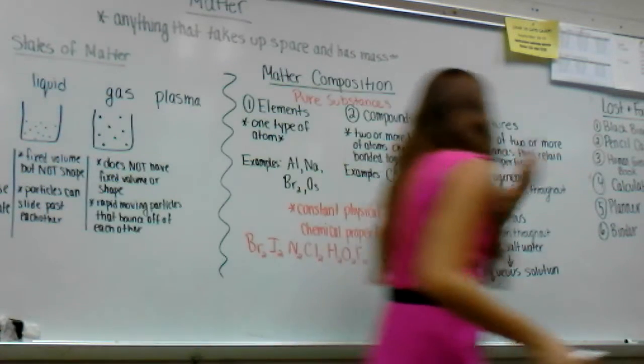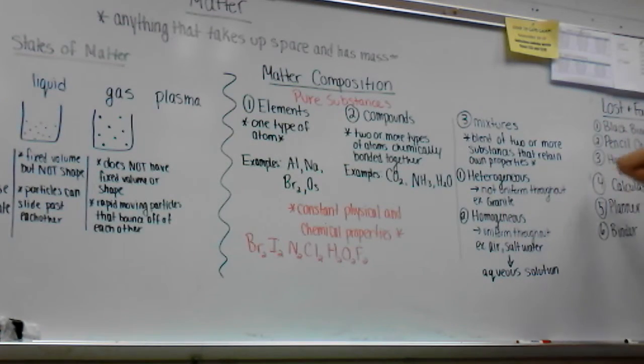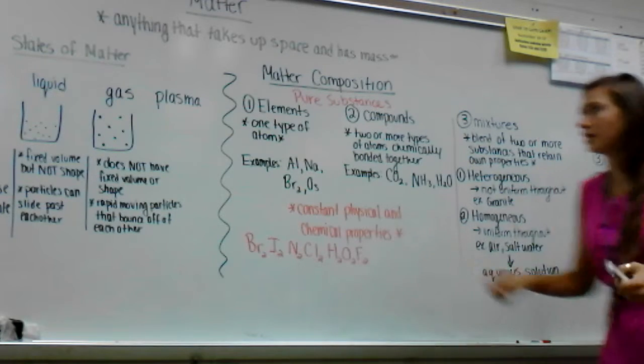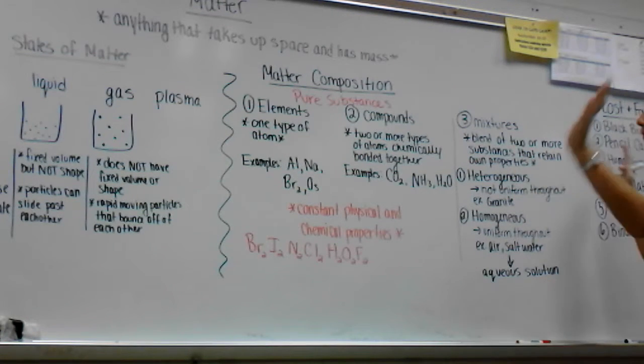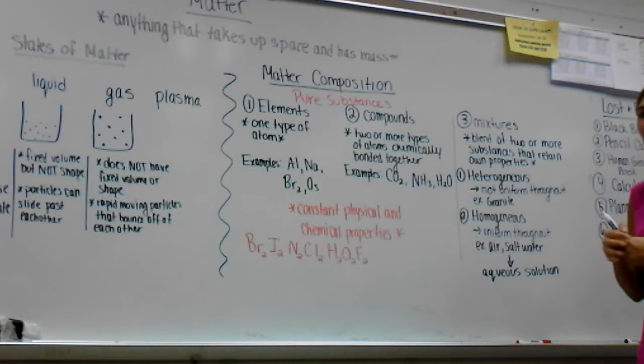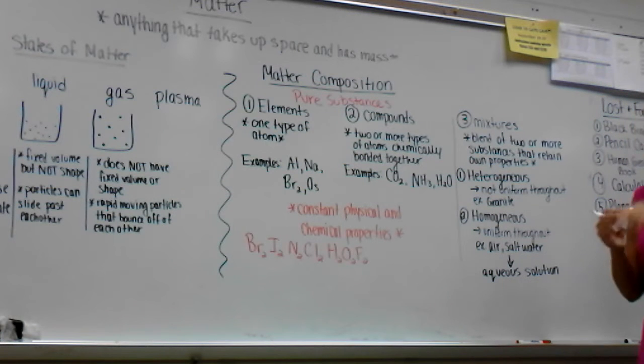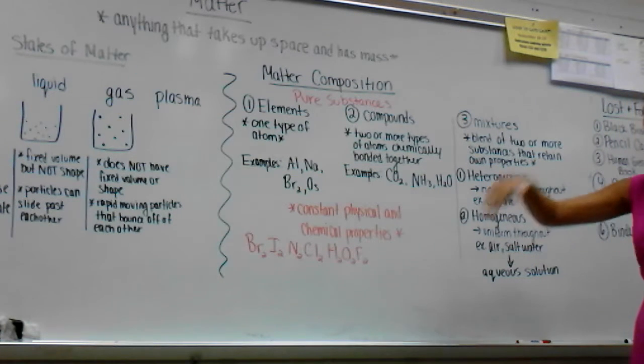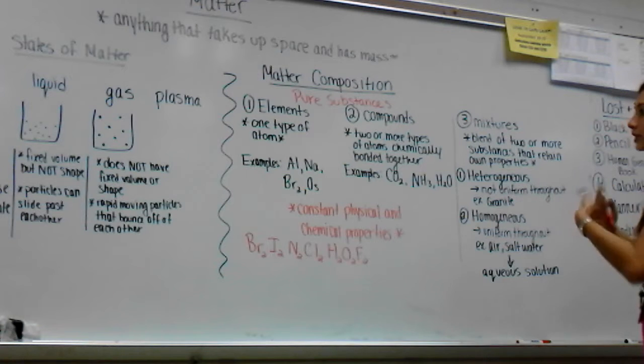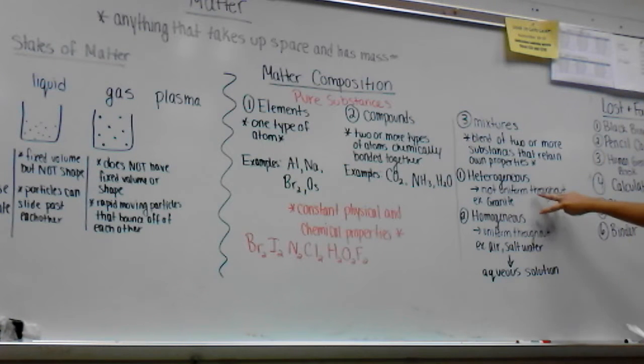Okay? Now let's talk about mixtures. A mixture is a blend of two or more substances that retain their own properties. So now a mixture, let's say I'm adding water and sodium. Now I have one element, one compound, and I'm putting them together, but I'm not bonding them. I'm just physically putting them next to each other. That's making salt water. Okay? So salt still is going to act like salt, water is still going to act like water, but you put them together now.